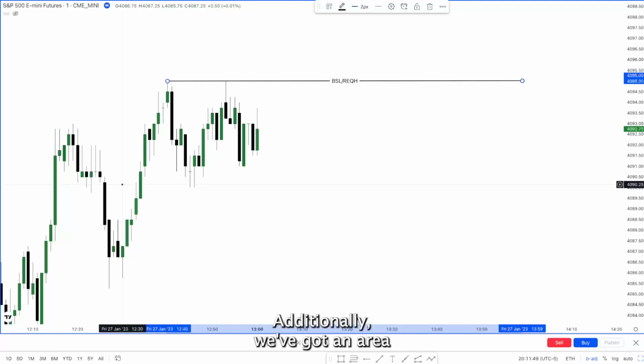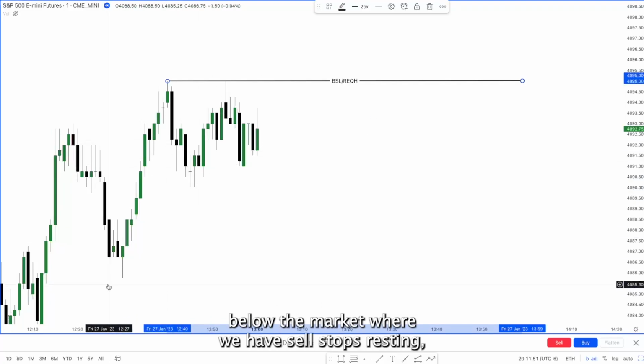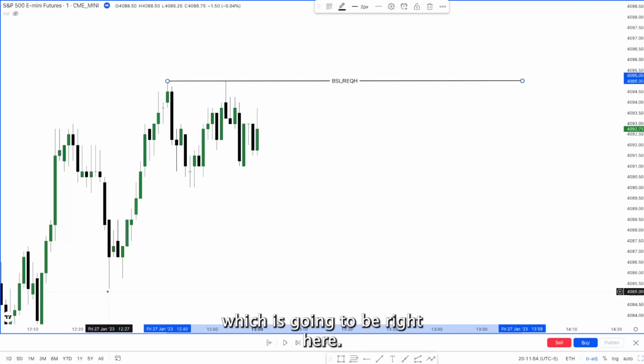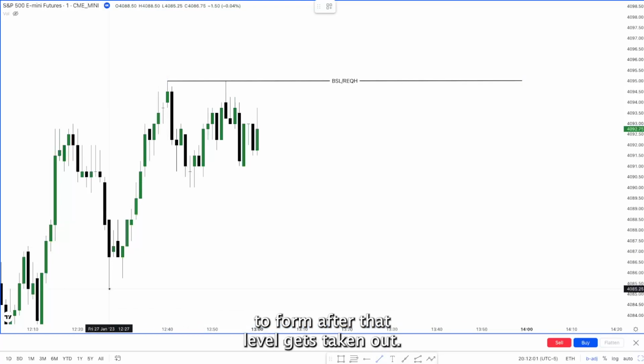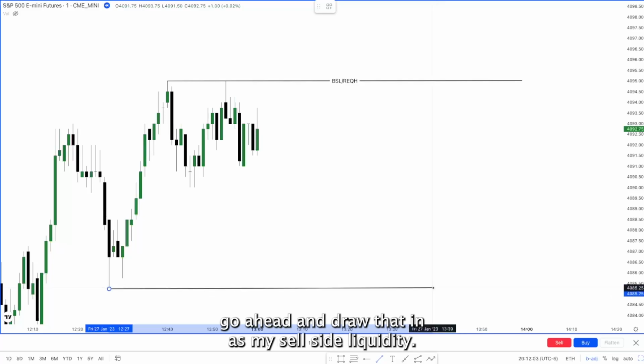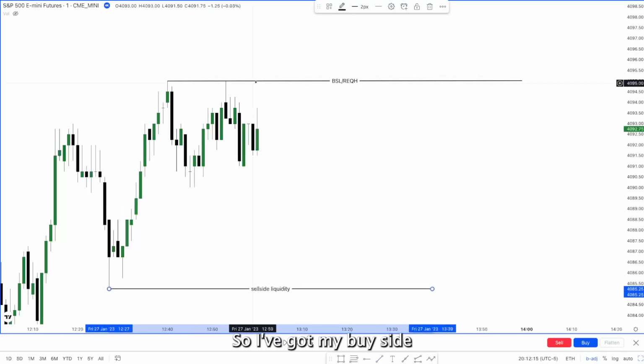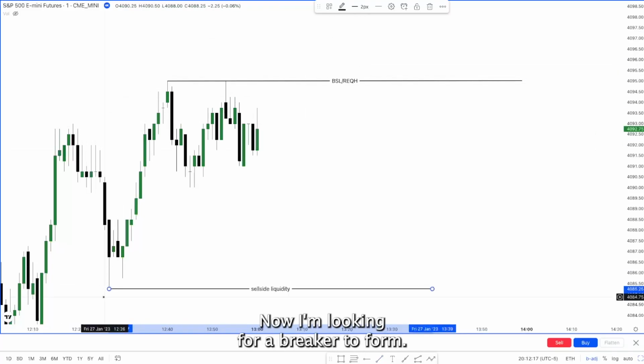Additionally, we've got an area below the market where we have sell stops resting, which is going to be right here. That's going to be my sell side liquidity. So I'm looking for a breaker setup to form after that level gets taken out. So let's go ahead and draw that in as my sell side liquidity. Okay, so I've got my buy side liquidity and my sell side liquidity. Now I'm looking for a breaker to form. Let's see how this plays out.